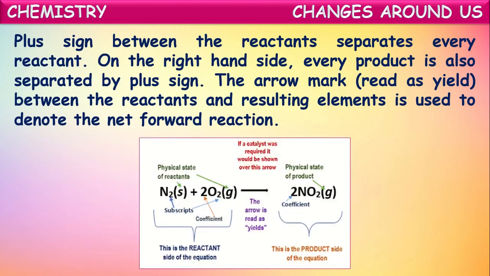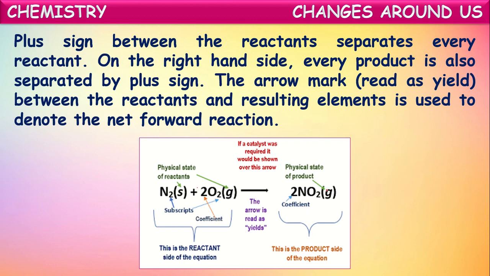The plus sign between the reactants separates every reactant. If you observe here, two reactants are there in this reaction. So all the reactants are separated with this plus symbol. This plus symbol separates all the reactants which are participating in the reaction. In the same way, on the right hand side also, every product is separated by a plus symbol. In this reaction, only one product is there, so the plus symbol is not used. If more than one product is formed in the reaction, those will also be separated by plus symbols.